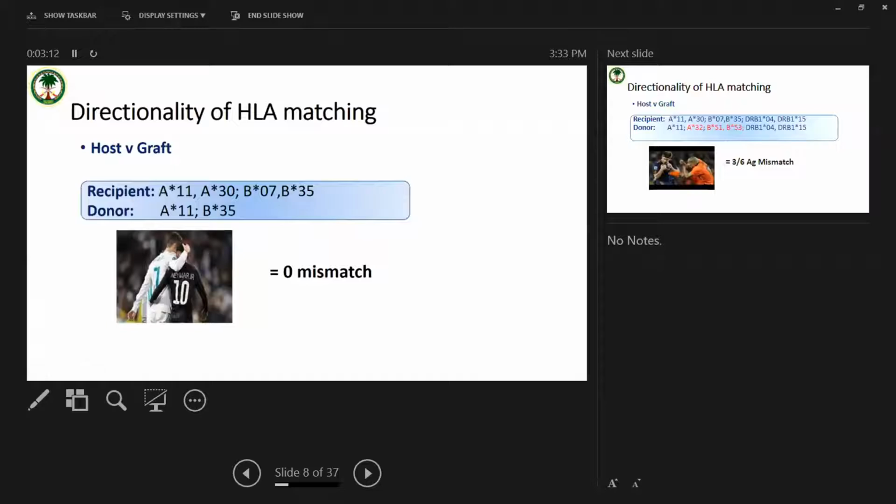The point regarding HLA matching is we need to understand the difference between solid organ transplant versus stem cell transplant, in which the directionality of HLA matching in solid organ transplant, we look at host versus graft, versus in stem cell transplant, most likely we look at graft versus host. So just a small explanation: if the recipient is A11, A30, B7, B35, and the donor is only homozygous at A, which is A11, B35, the recipient will not recognize any foreign antigen. In that, we consider this as a zero mismatch. So there is no mismatch, there is no immunogenicity of any HLA antigens.